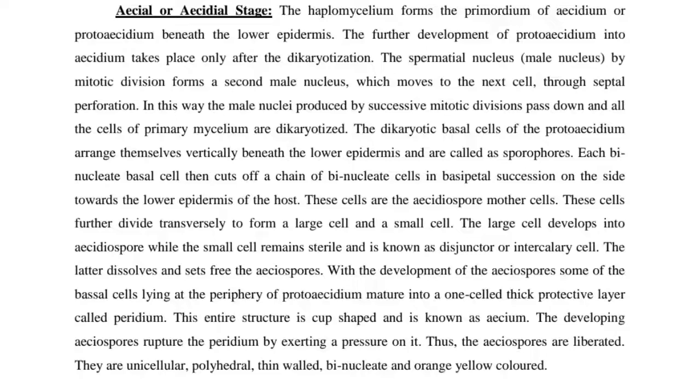These cells are the aeciospore mother cells. These cells further divide transversely to form a large cell and a small cell. The large cell develops into an aeciospore, while the small cell remains sterile and is known as the disjunctor or intercalary cell. The latter dissolves and sets free the aeciospores. With the development of the aeciospores, some of the basal cells lying at the periphery of the protoaecidium mature into a one-celled thick protective layer called peridium. This entire structure is cup-shaped and is known as aecium.